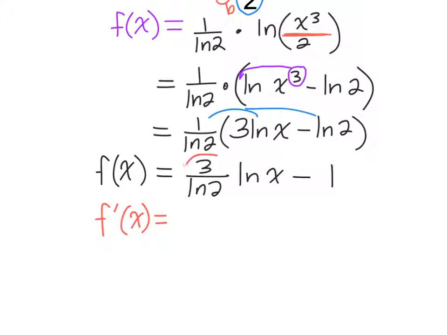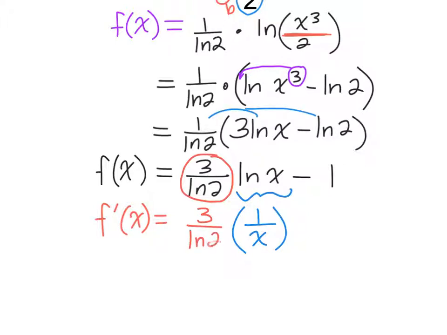This component here, it's a multiplier of the parent function ln of x. ln of x has a derivative of 1 over x. That coefficient does not have a variable in it. So that makes it a constant multiplier, and that just goes along for the ride.